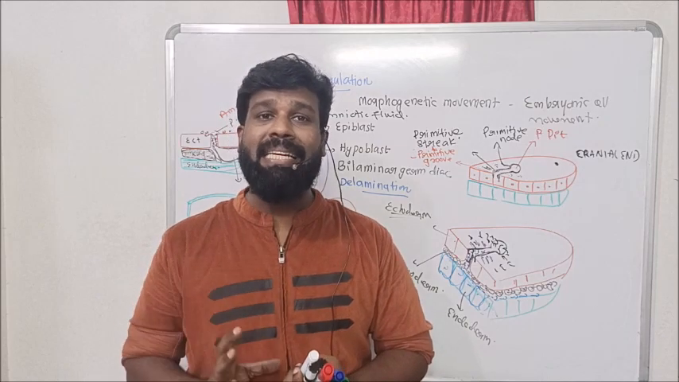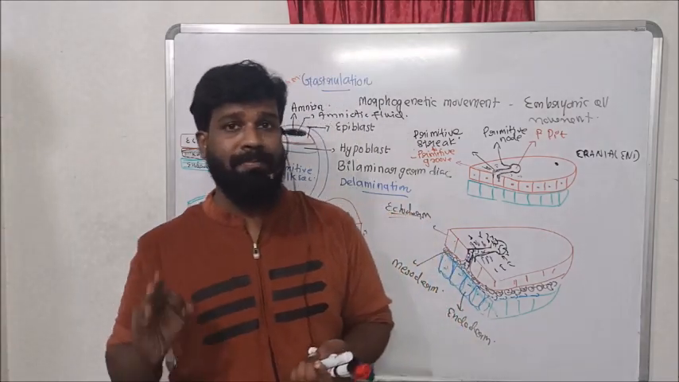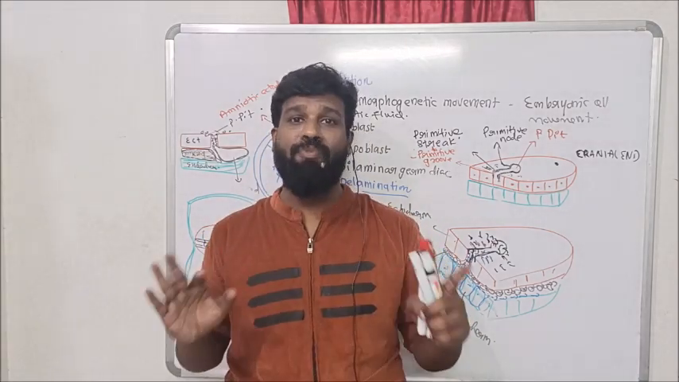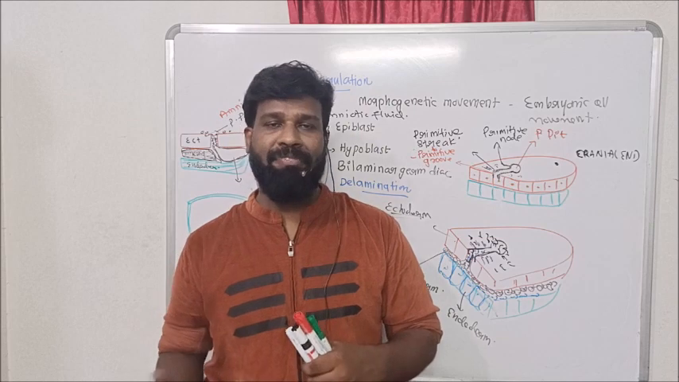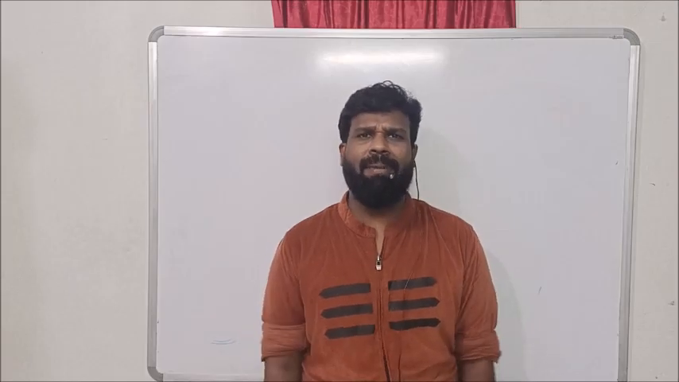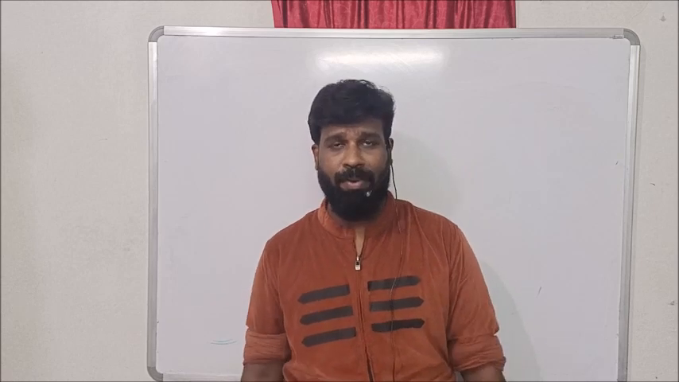From these three layers, ectoderm, mesoderm and endoderm, all the organs and organ systems are formed. I'll explain in detail the fate of these germ layers during organogenesis. Okay. In this session, we completed gastrulation, the morphogenetic embryonic cell movement.